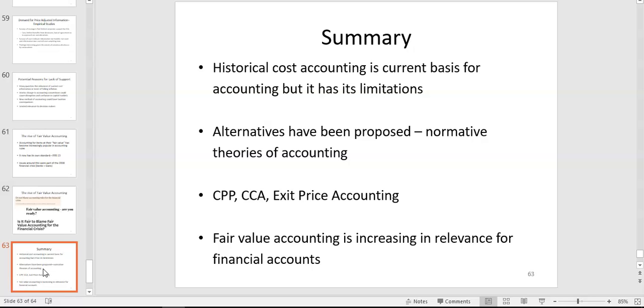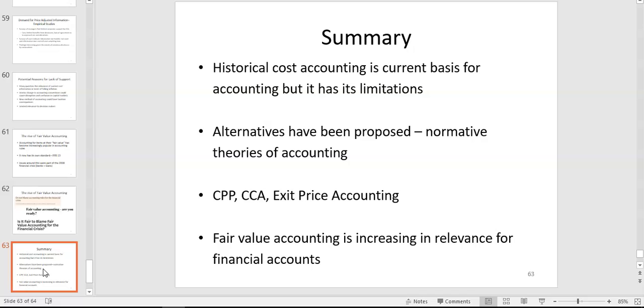And these are all normative theories of accounting. Each of them, current purchasing power accounting, current cost accounting, and exit price accounting, they all have benefits, but they all have limitations as well. And in general, over the last 2 or 3 decades, their disadvantages have outweighed their advantages. And that's really why they haven't taken off, and why historical cost accounting has maintained its position as the mainstay framework in terms of how financial statements are prepared.